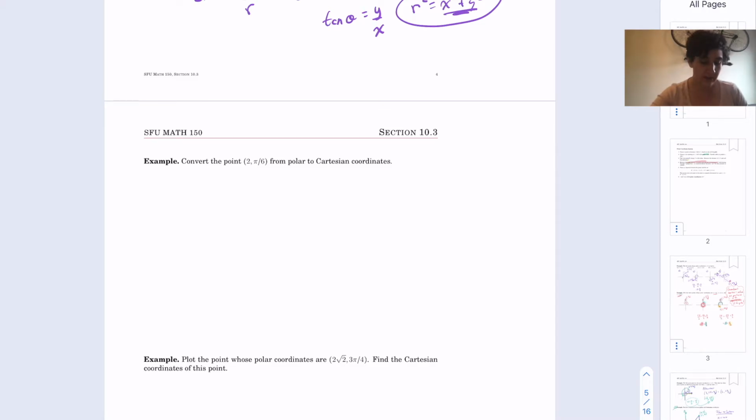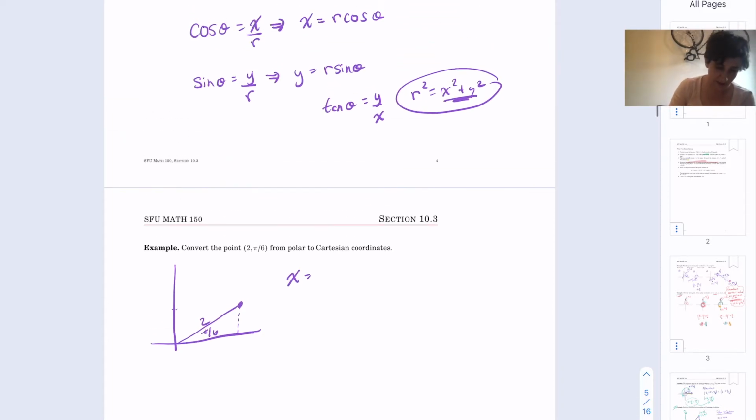So we're asked to convert the point 2, pi over 6 from polar to Cartesian coordinates. So we're in polar coordinates. We're told that we are. Let's try to draw. Pi over 6 is relatively not a huge angle, I guess. Okay. And we need to figure out what this is. So this is pi over 6. This is 2. Well, x is r cos theta, and so that is 2 cos pi over 6. Cos of pi over 6 is root 3 over 2.